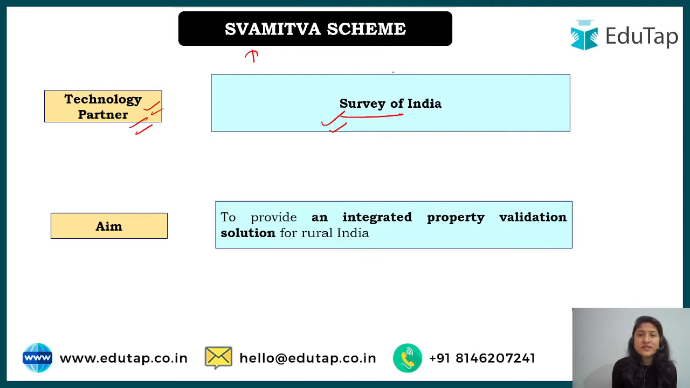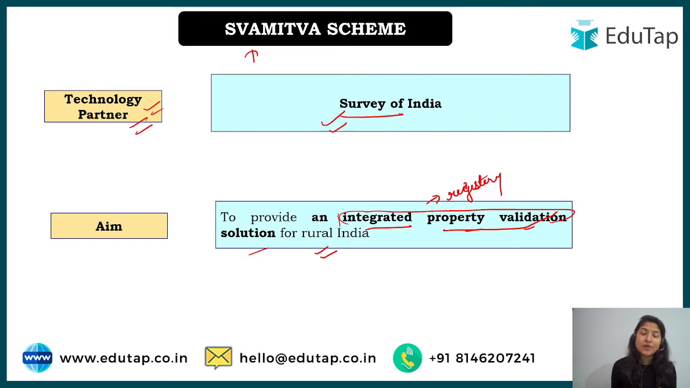What is the aim of this scheme? The aim is to provide an integrated property validation solution for India. What is integrated property validation? What does it mean? Basically it means to have a registry of your land in the rural areas. And because of that, it will provide various solutions to the rural people, because they'll be having the name of the land. They'll carry the name.